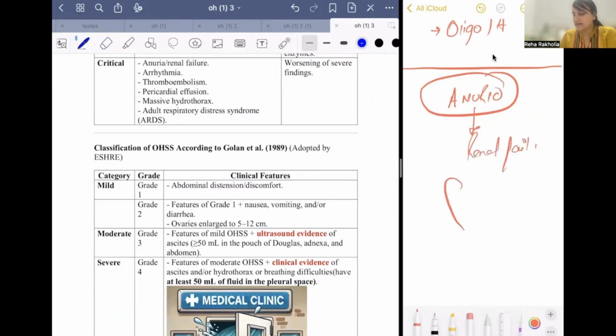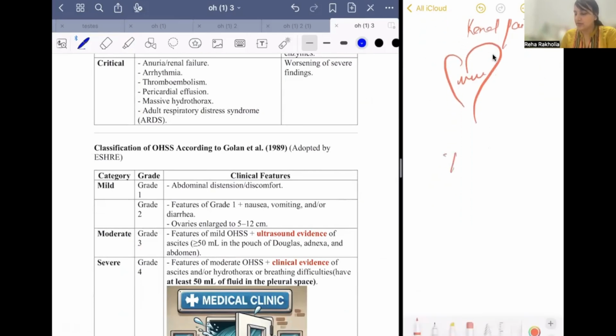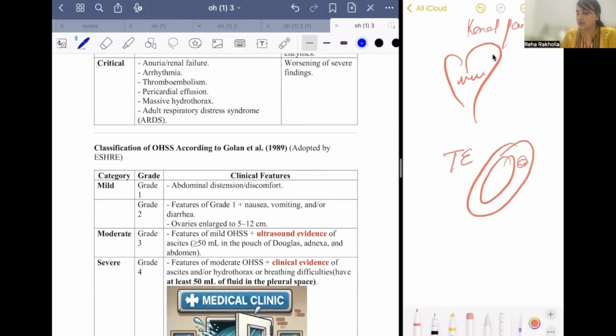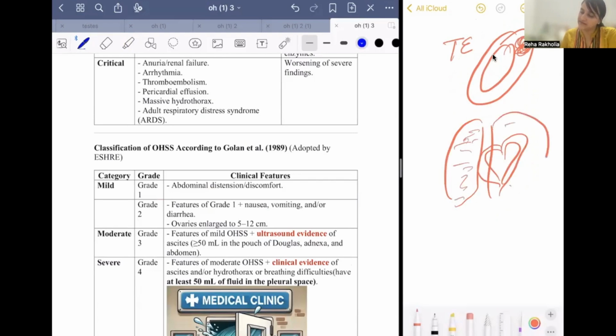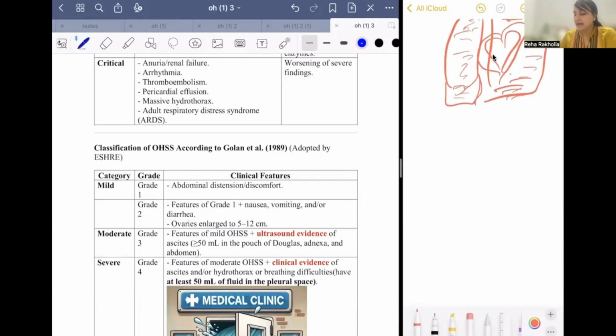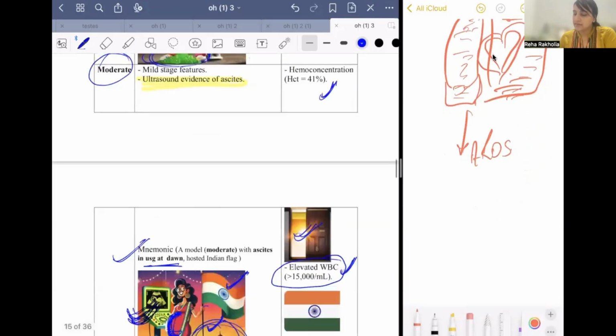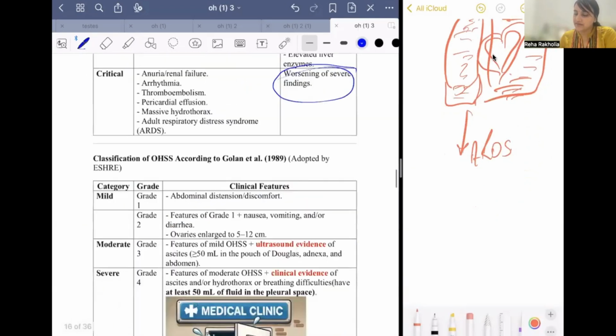In cardiac, there is arrhythmia and there is thromboembolism. There are clots everywhere. Then there is pericardial effusion. There is massive hydrothorax. In severe, we saw hydrothorax. Here, there is pericardial effusion and massive hydrothorax. And there will be ARDS, acute respiratory distress syndrome, and worsening of the severe findings. Blood alteration, there will be worsening of the severe findings.